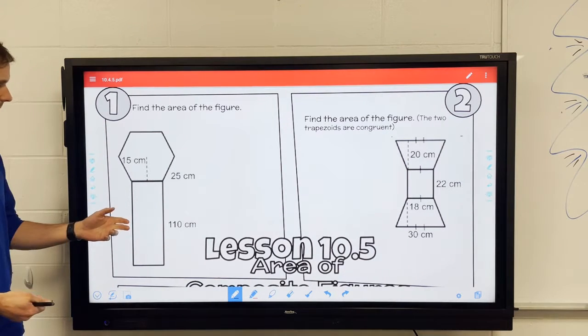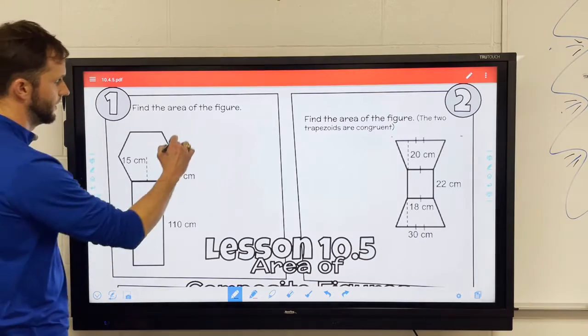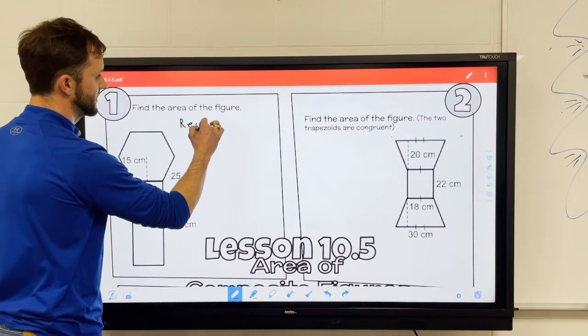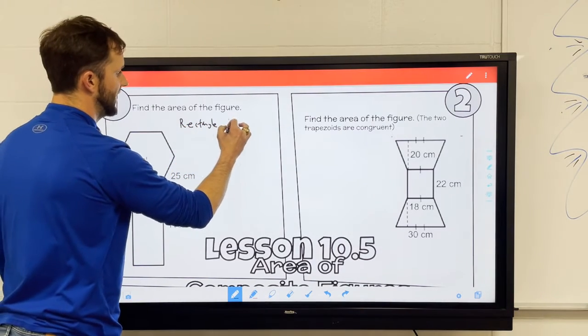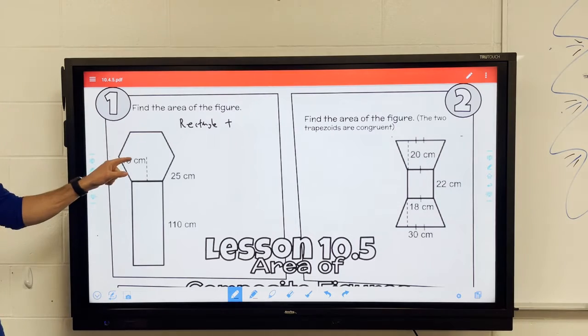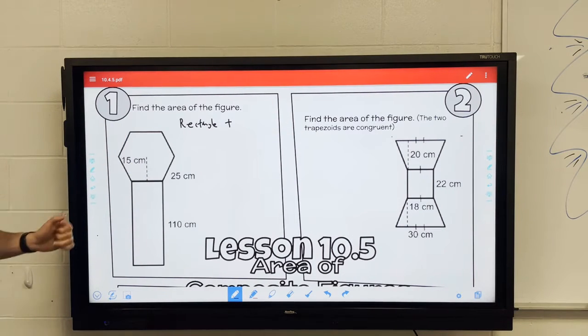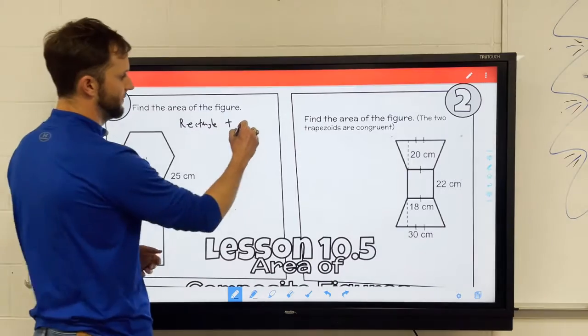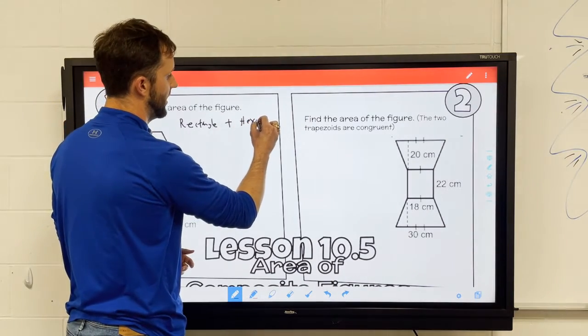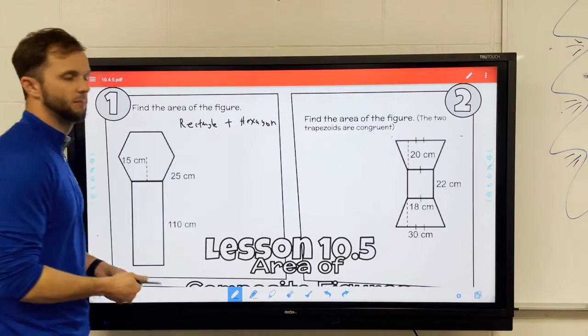If I look here, it looks like I have a rectangle down here. So that means I need to find the area of a rectangle. And then I need to add the area of a regular 1, 2, 3, 4, 5, 6, which is going to be a hexagon. So I'm going to find the area of a regular hexagon, which we've done in the past unit.